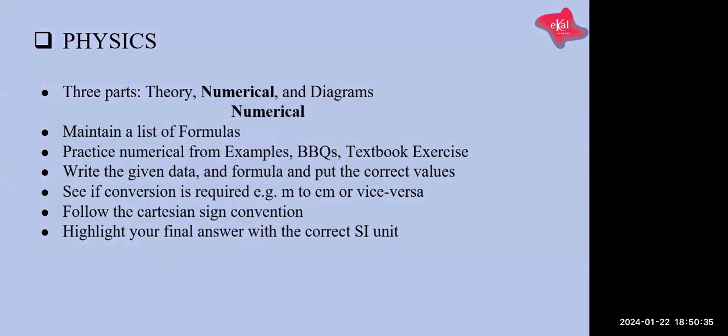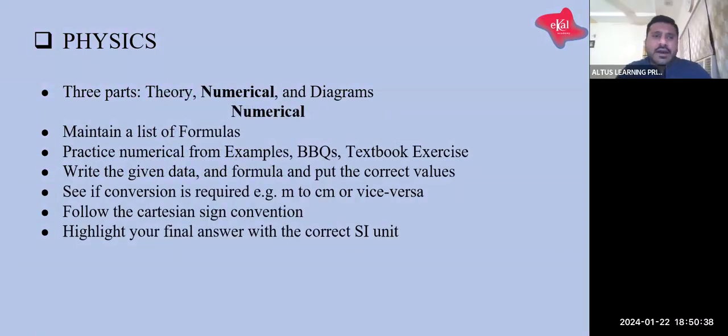Next is numerical. Numericals are the most difficult part, I generally find, that students are facing. So, when it comes to numerical, when you are starting the preparation, maintain a list of all the formulas from all the chapters. Keep the list of formulas handy in a book. Practice the numericals from examples in your NCERT textbook, BBQs, textbook exercise, and the most important is Exemplar. NCERT Exemplar is the publication given by CBSE only. So there are sets of questions in examples, BBQs, textbook exercises, and exemplars.